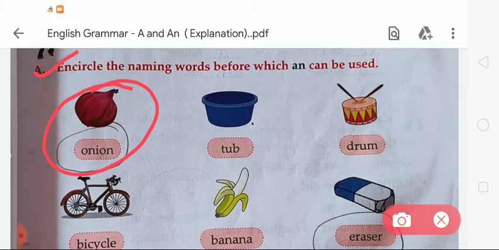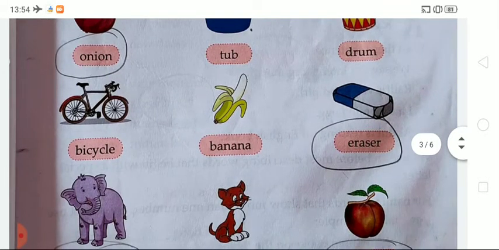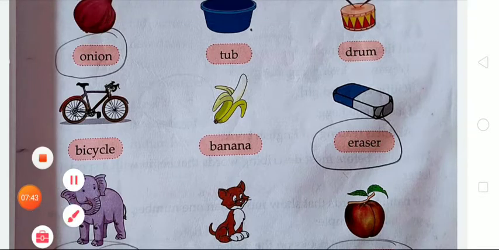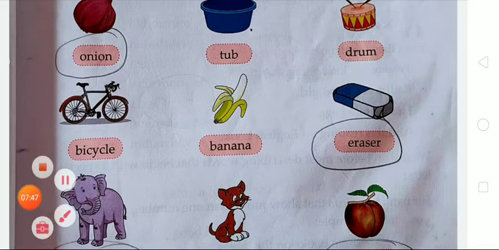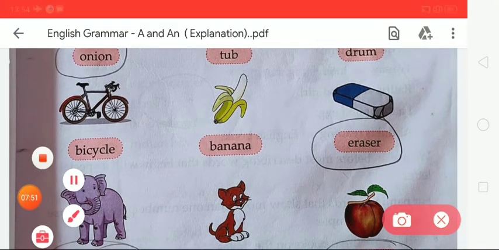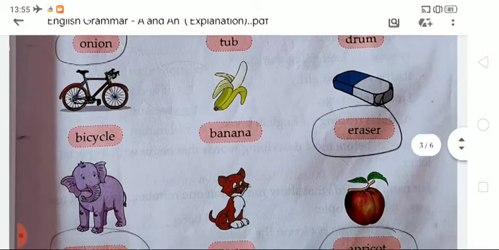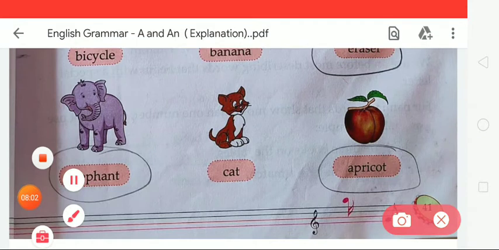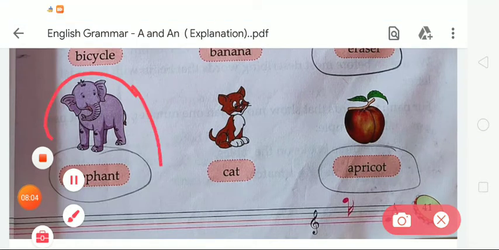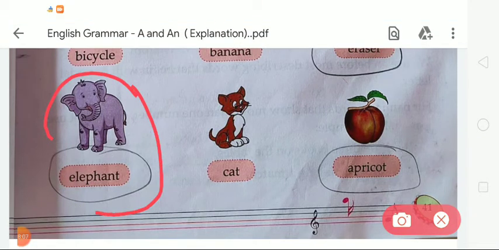Okay. Next is drum. So no. After that, bicycle. So it is also not an example of vowels. So we can't circle it. Now the next, banana. No. Again next, eraser. So yes, it is an example of vowels. So we can use an with this given word. So we have to circle it. Now the next, elephant. So yes, we have to use an with elephant. So we have to circle it. Now the cat. No, we can't.